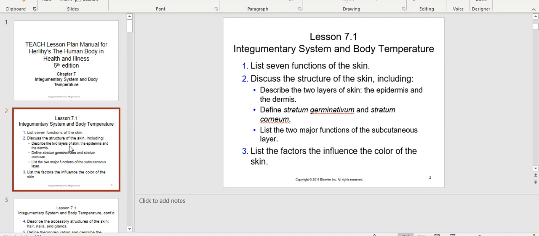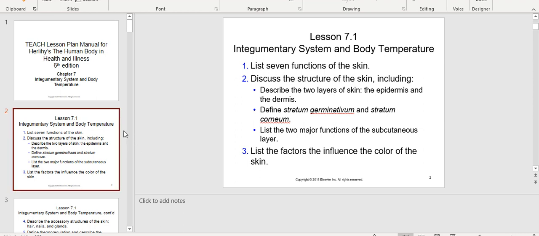We're going to be talking about the seven functions of the skin. We're going to discuss the structure of the skin, including the two layers, the epidermis and the dermis. There's a whole bunch of layers, whether you're talking about thick skin or thin skin. But we're going to talk about all these kinds of layers of the skin.